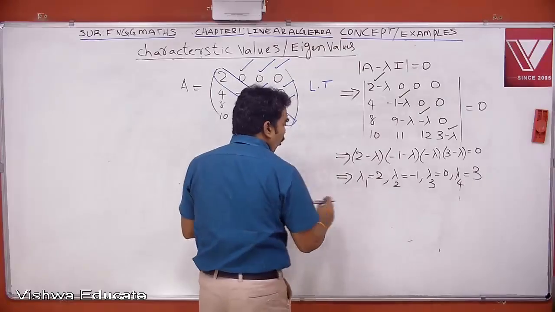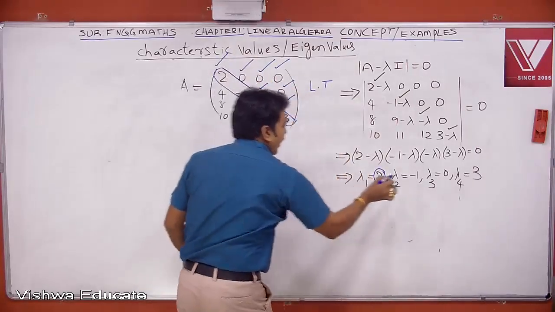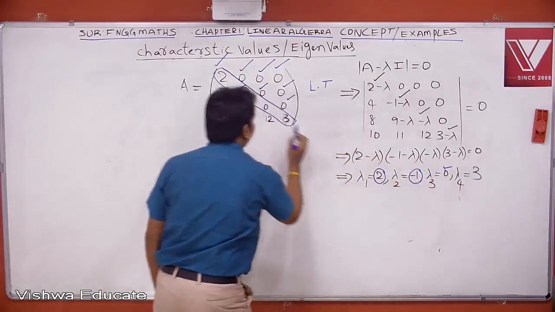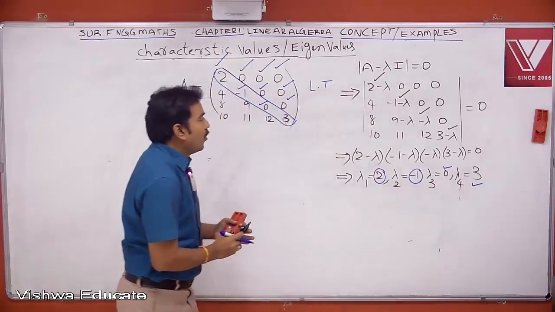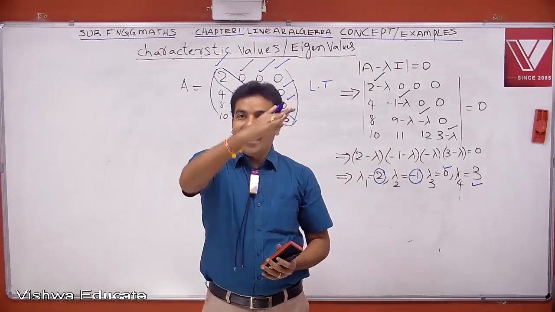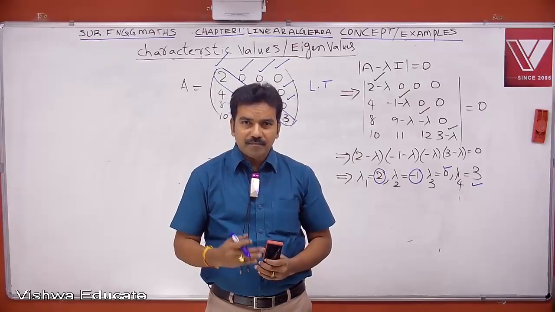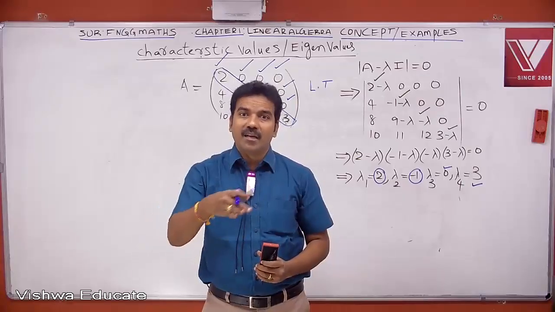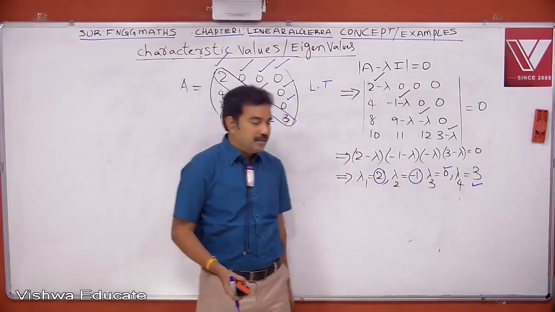Interestingly, when you observe all these 4 eigenvalues, 2 is its diagonal element, minus 1 is its diagonal element, 0 is its diagonal element and 3 is a diagonal element. Therefore, when something is a lower triangular matrix, its eigenvalues are simply the diagonal elements. The same case is valid for an upper triangular matrix also. If something is an upper triangular matrix, its eigenvalues are simply its diagonal elements. Note this example. Second example.